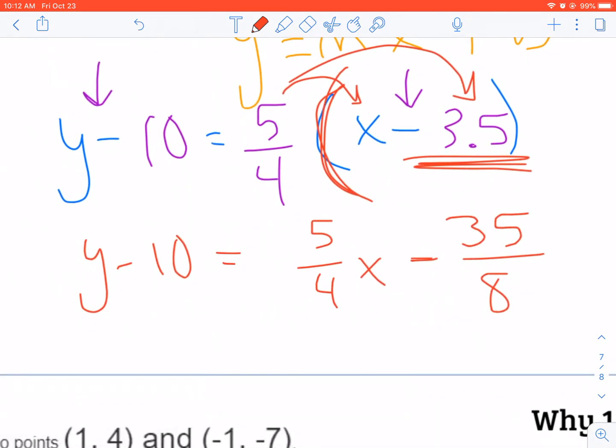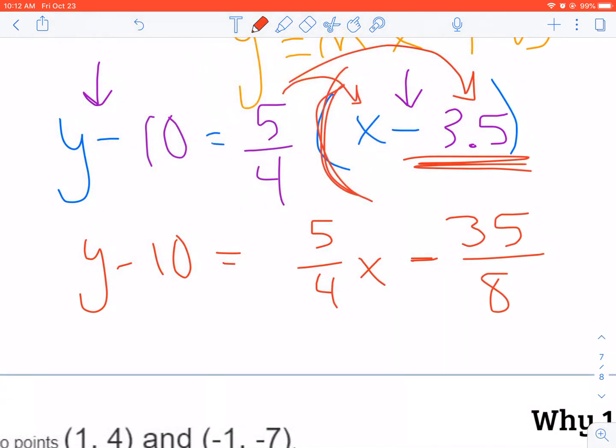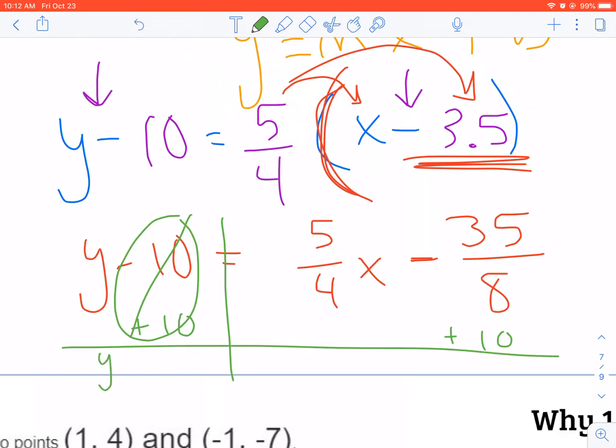Now we need to get the y alone, and to get the y alone, we are going to undo minus 10. The opposite of minus 10 is going to be plus 10, because that will make them zero out. And I'm going to put plus 10 all the way over here so that we have our like terms together. So whenever I put these together, my y is now alone. That equals 5/4 x. And now I have negative 35 over 8 plus 10.